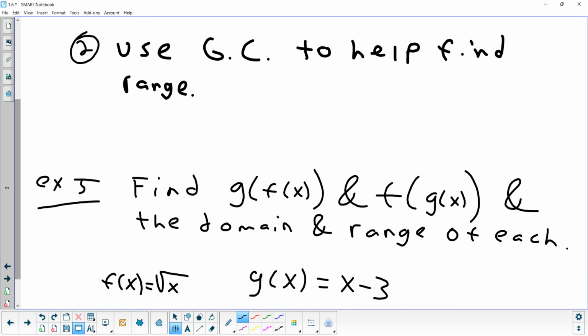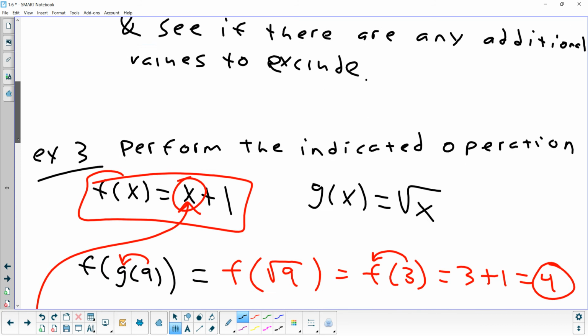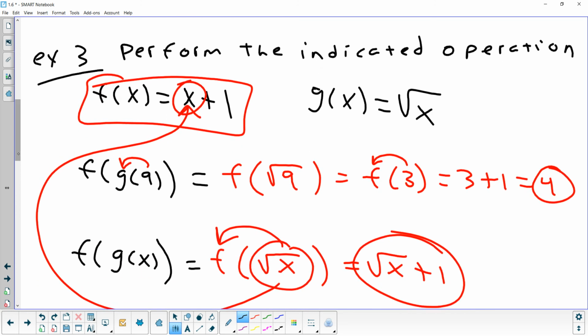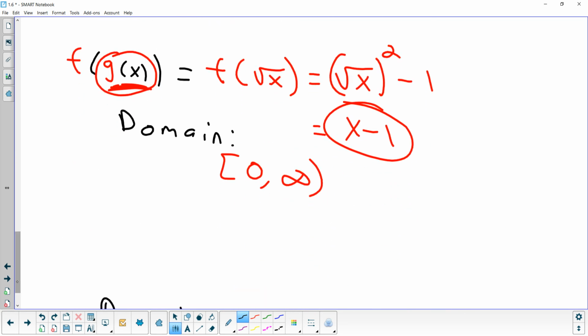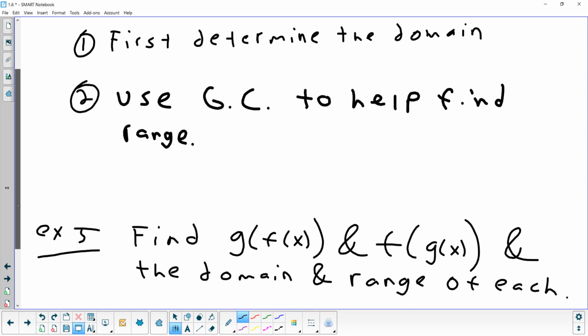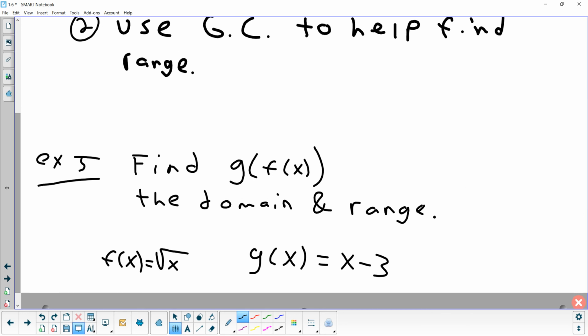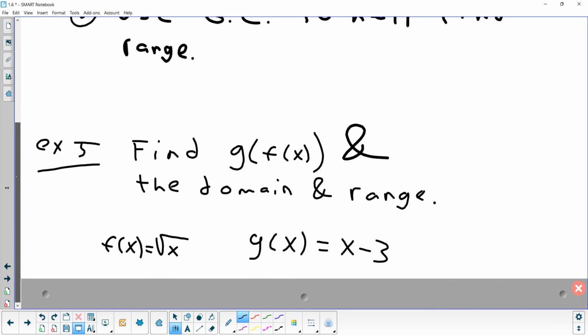All right, let's do this one the other way. I'm not going to do both, but let's see which one we did last time, and let's do the opposite. We did f of g. Let's do g of f. So find g of f and find the domain and the range.